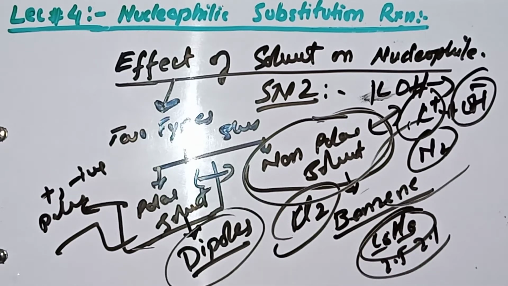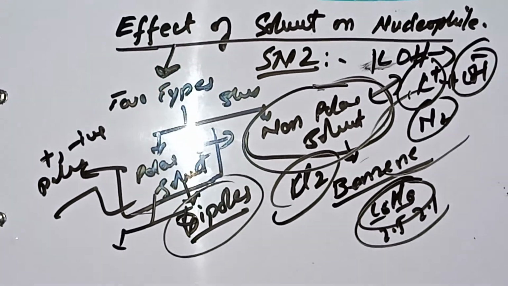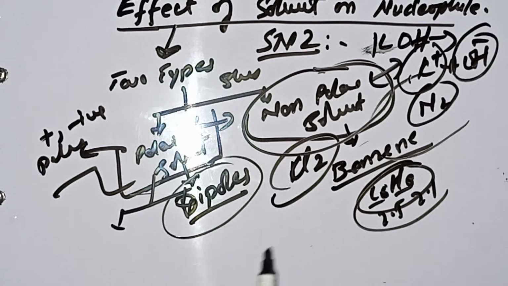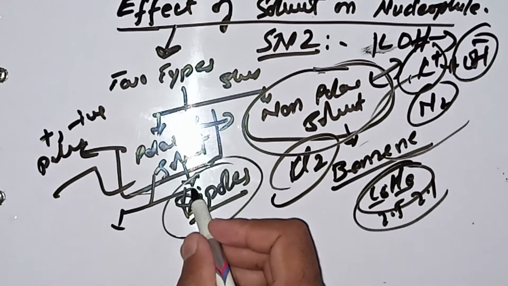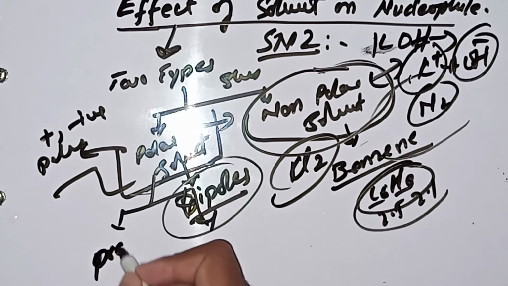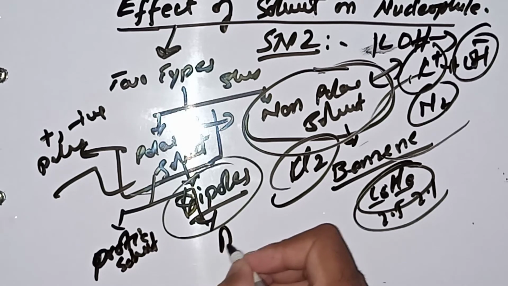But there is a further classification of polar solvents. In one solvent the nucleophile will act as a good nucleophile, while in another solvent it will act as a weak nucleophile. One polar solvent is called protic solvent, while the other is called aprotic solvent.